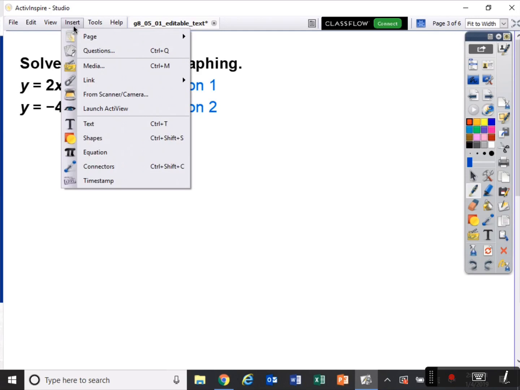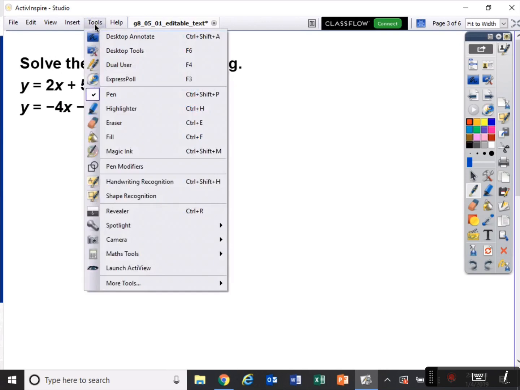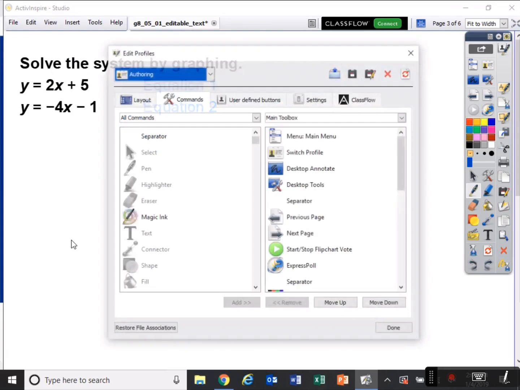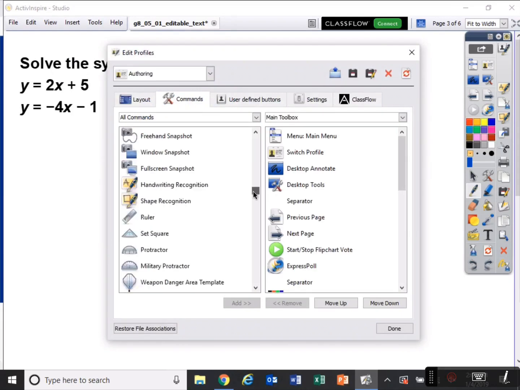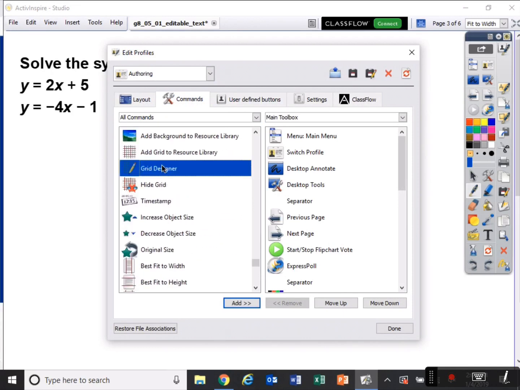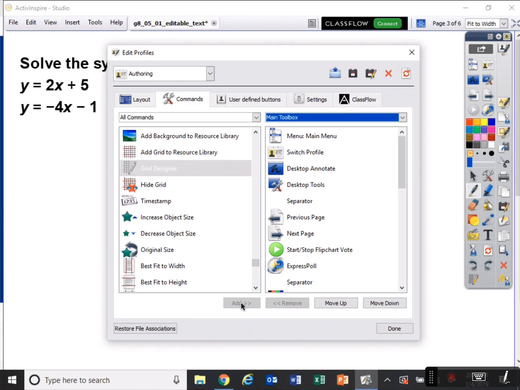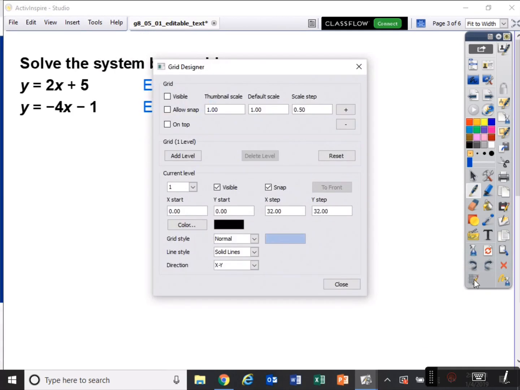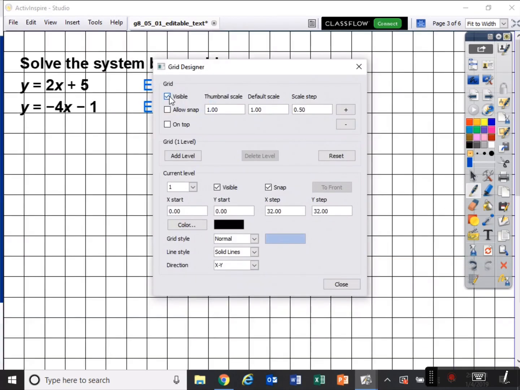Insert. I always forget how to do this. Tools. View. Customize. There it is. Down here. Grid Designer. Add. Okay. Done. So I'm adding my graph. Make it a little bit bigger.